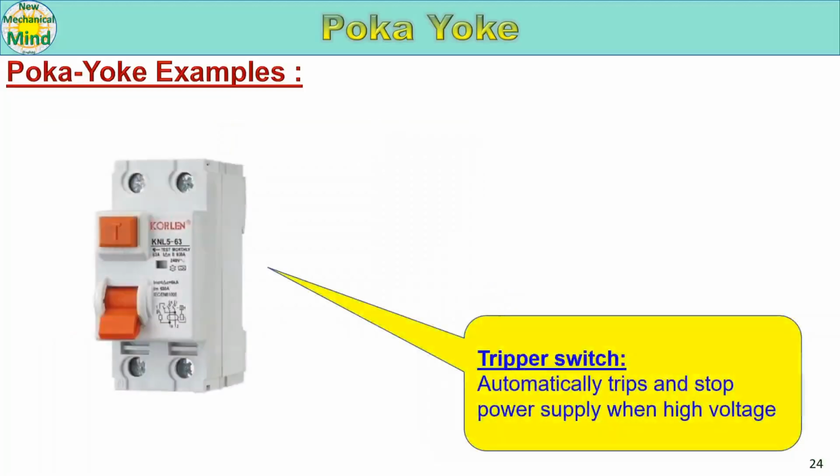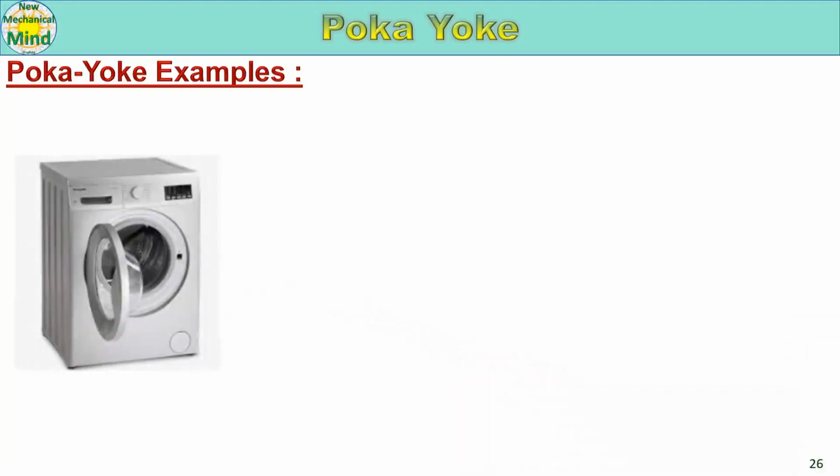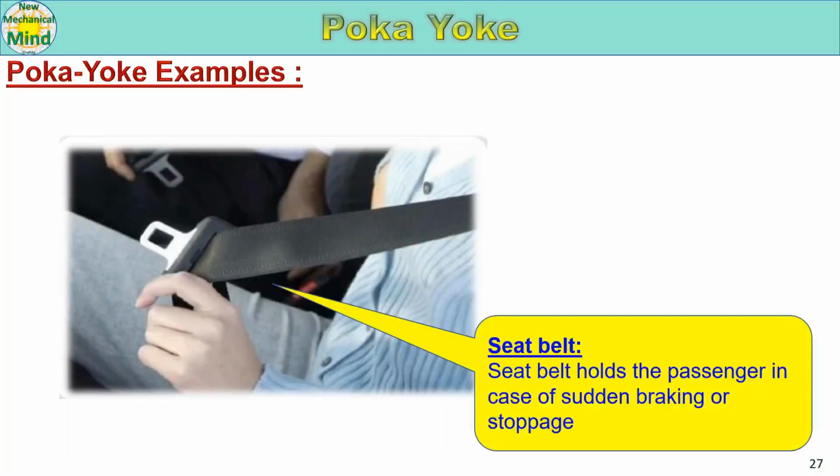Tripper switch. Automatically trips and stops the power supply when there is high voltage. Switchboard will allow correct plugs only. Microwave oven and washing machine doors. If the door is open, it will not work. Seat belt. The seat belt holds the passenger in case of sudden braking or stoppage.